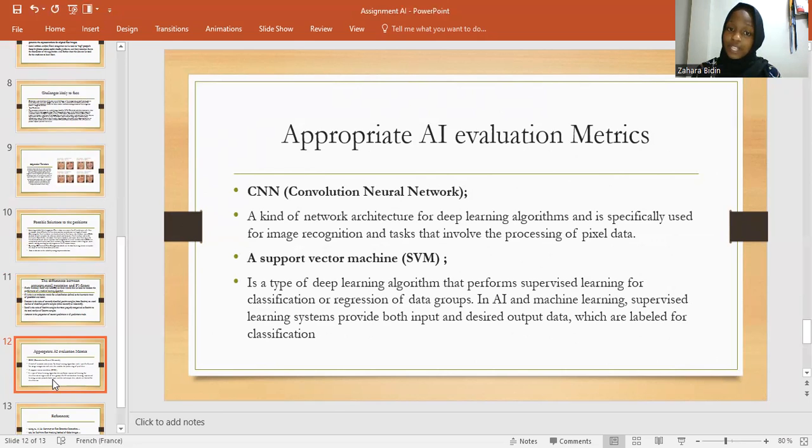Then the support vector machine, the SVM, is also a type of deep learning algorithm that performs supervised learning for the classification or regression of data types. So it will have to classify, in this manner, the people who are putting on masks and those who are not putting on masks.